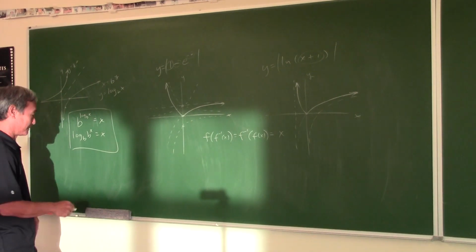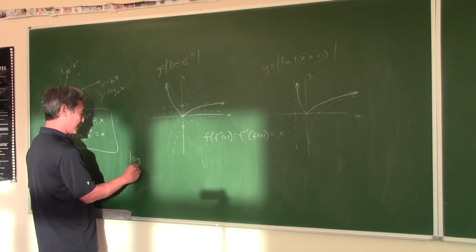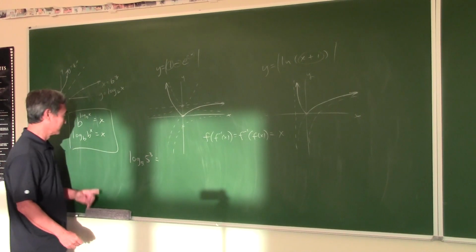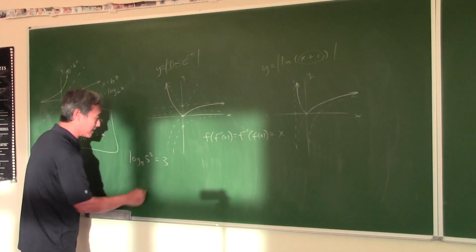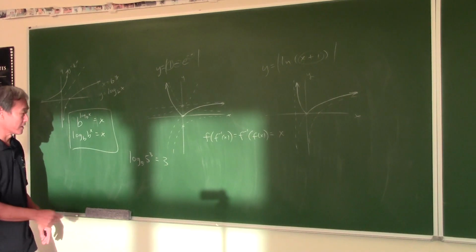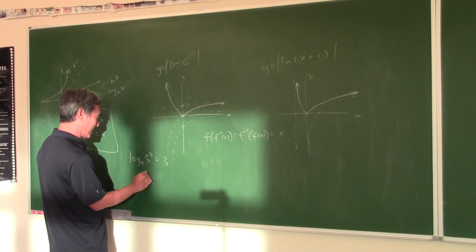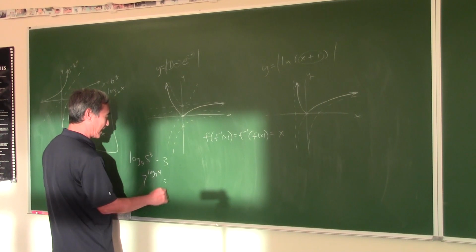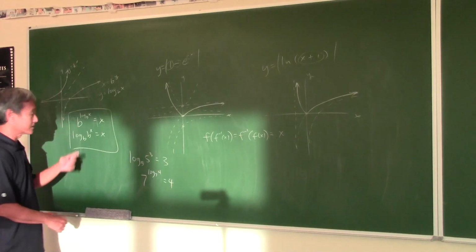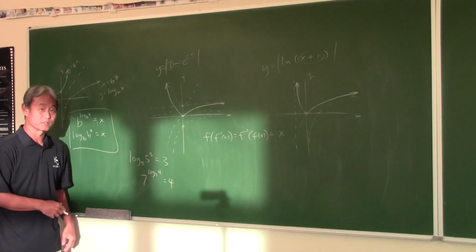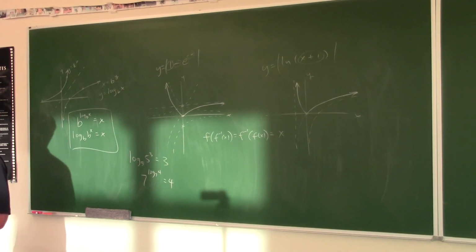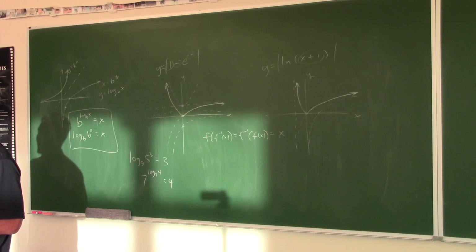So, for example, what is log base 5 of 5 to the third? It's 3. Why? Because they're inverses of each other. What is 7 to the log base 7 of 4? The answer is 4 from this. And why? Because they're inverses of each other. Okay, so you're going to get several of those.